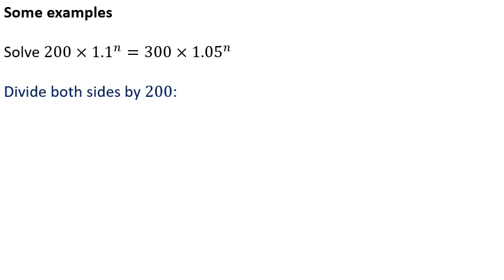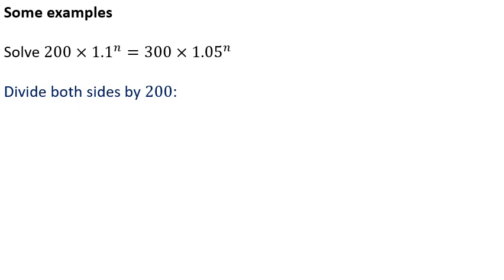So imagine I have 2 different investments. In one case, I've invested £200 and I'm getting a return of 10% interest every year. And in the other account, I've invested £300 and I get 5% interest every year. So I put less into the first account, but it's making more interest. It gets me 10% a year instead of 5%.